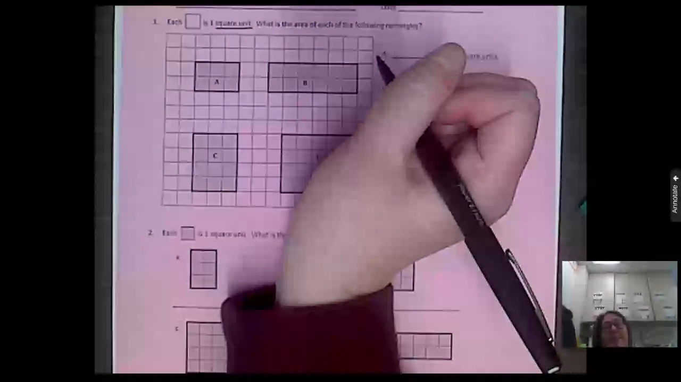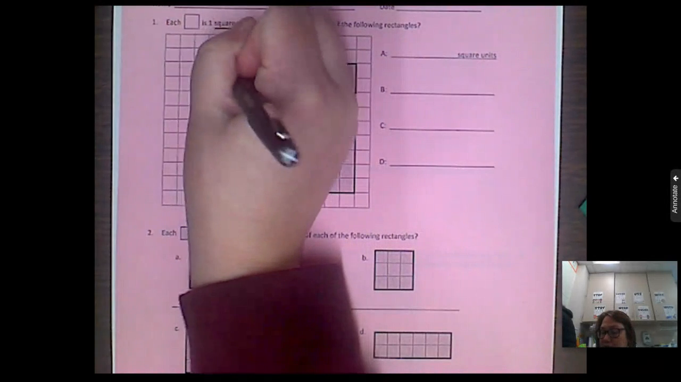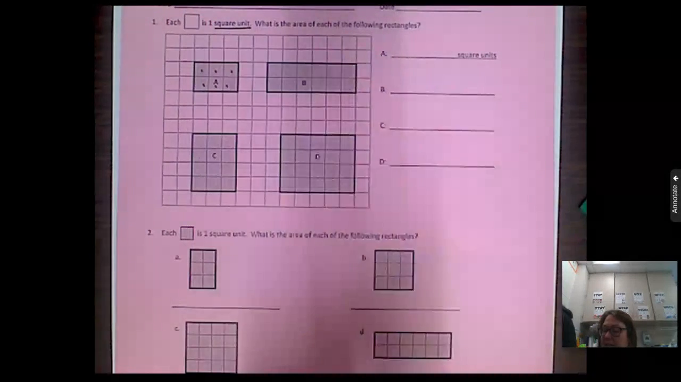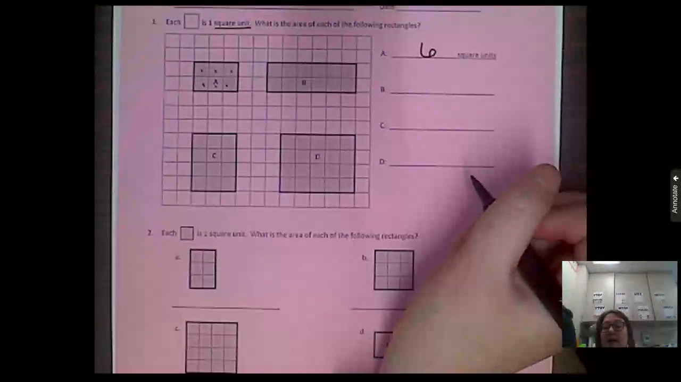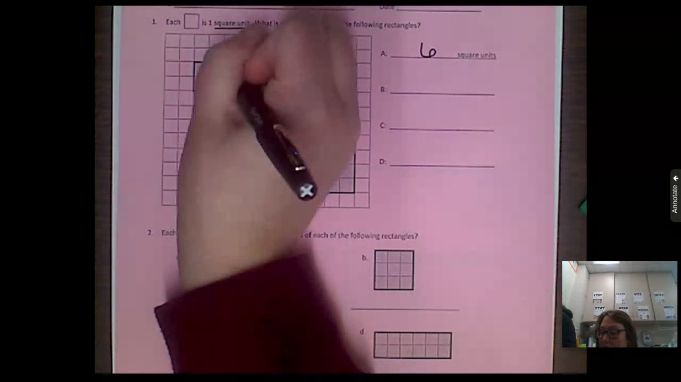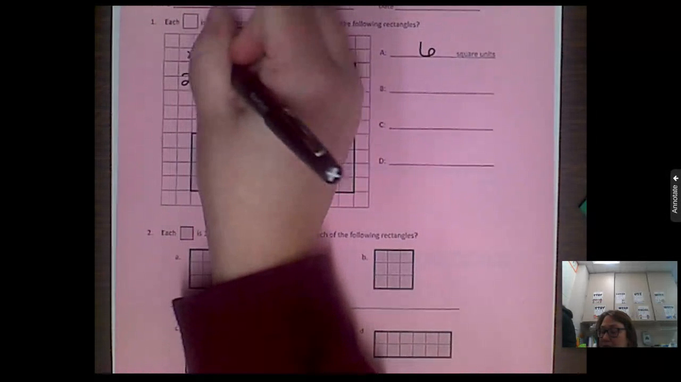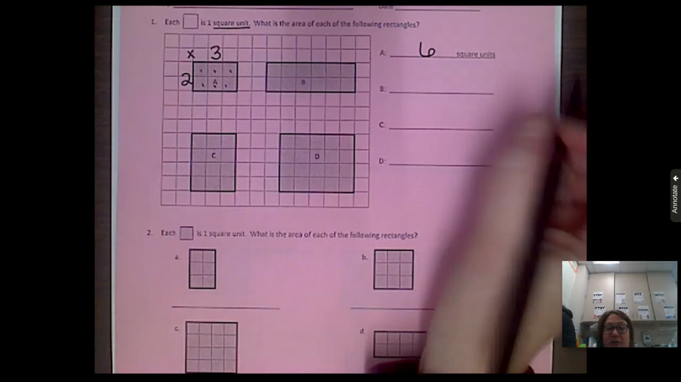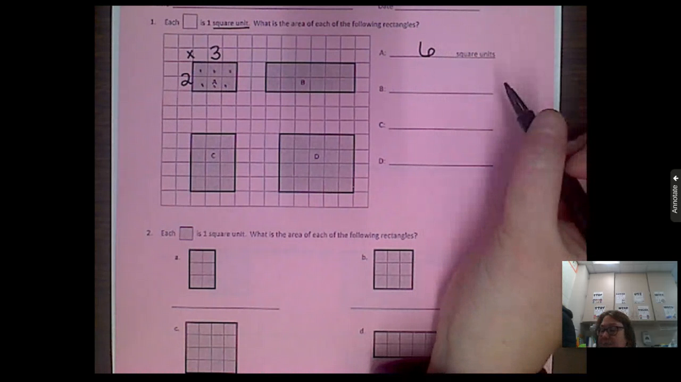So you can do this with me, just like I was doing with our warm up. Just put a dot on each one as you count. 1, 2, 3, 4, 5, 6. So I know that A is 6 square units. Again, just like when we're working with arrays, I have 1, 2 rows, so label this with me, times 1, 2, 3 in each row, and I know that 2 times 3 also equals 6. So there's 2 strategies there for us.